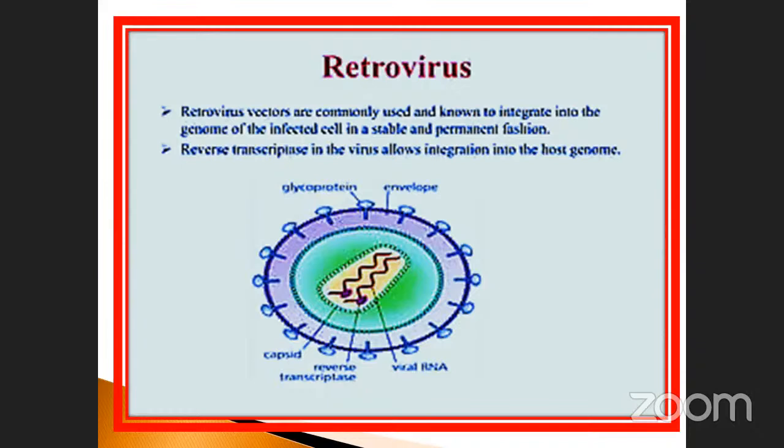It contains an envelope, the outermost covering. The envelope is made up of glycoproteins. Two types of glycoprotein have been reported: glycoprotein 120 and glycoprotein 41. Inside there is another covering, and then further inside there are three layers. This is the outermost layer, and this is the middle layer.